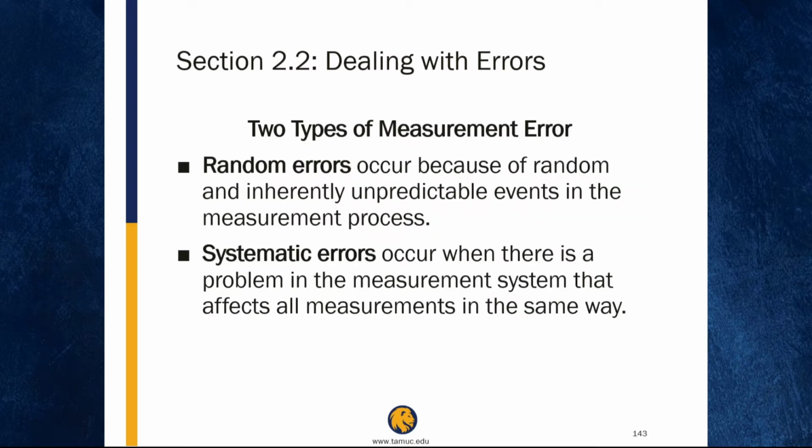So that's what it basically says here, the two types of measurement error. Random errors occur because of random and inherently unpredictable events in the measurement process, whereas systematic errors occur when there is a problem in the measurement system that affects all measurements in the same way.